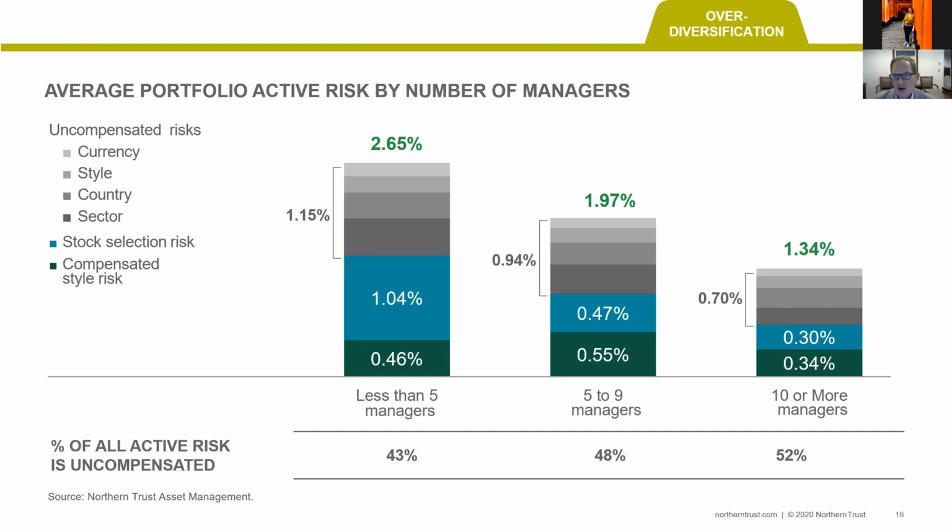Are we actually getting more compensated risk? Or are we diversifying, over-diversifying, getting rid of our compensated risk and keeping our uncompensated exposure? Unfortunately, the latter is true. When you look at the percent, that's the bottom row, the percent of all active risk that is uncompensated, as you increase the number of managers, that number unfortunately tends to increase as well. So when you extend even beyond 10, the preponderance of your active risk tends to come from uncompensated sources.